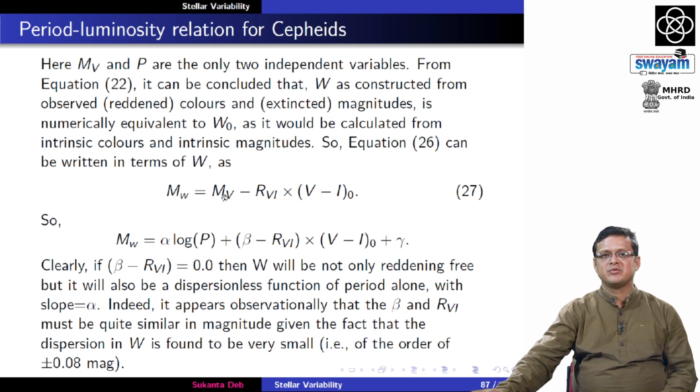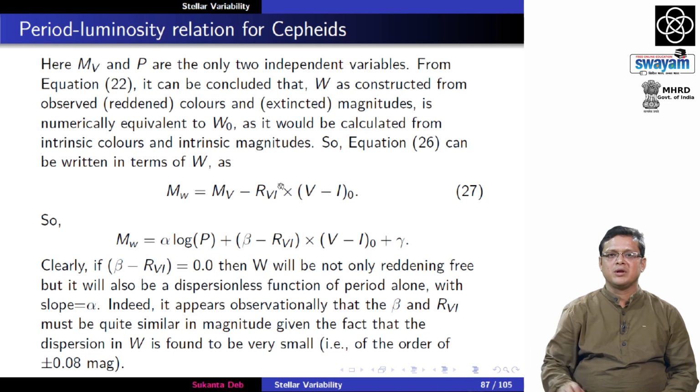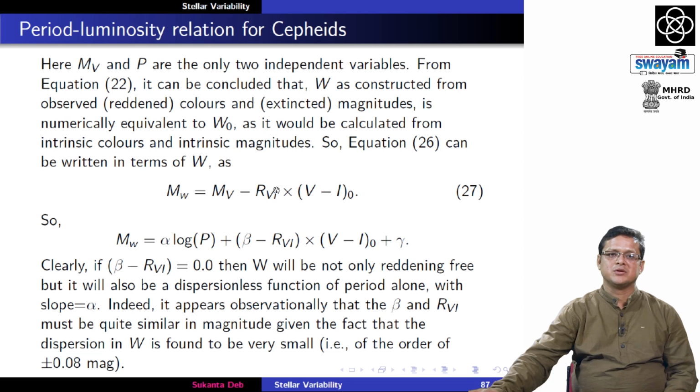So, equation 26 can be written in terms of W as m W is equal to m b minus R v I into V minus I naught. So, m W is equal to alpha log P plus beta minus R v I into V minus I naught plus gamma. Clearly, if beta minus R v I is equal to 0, then W will not only be reddening free, but it will also be a dispersionless function of period with the slope alpha. Indeed, it appears observationally that beta and R v I must be quite similar in magnitude, given that the dispersion in W is found to be very small, of the order of plus minus 0.08 mag.